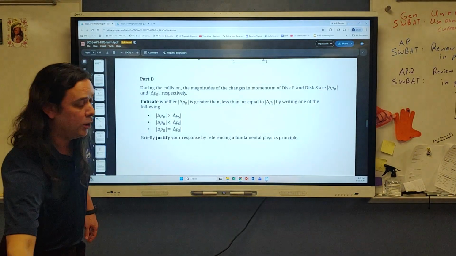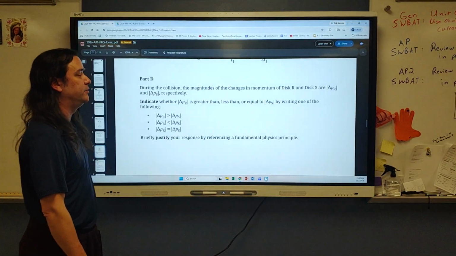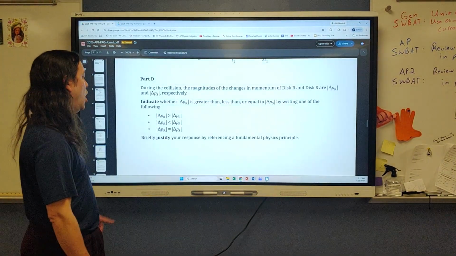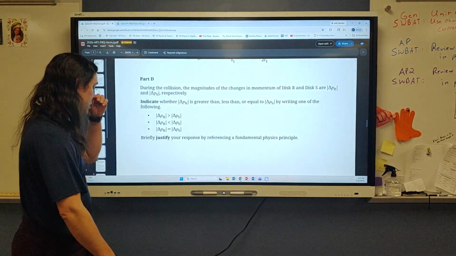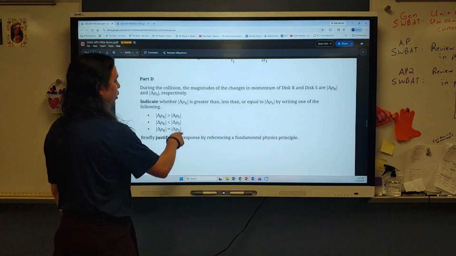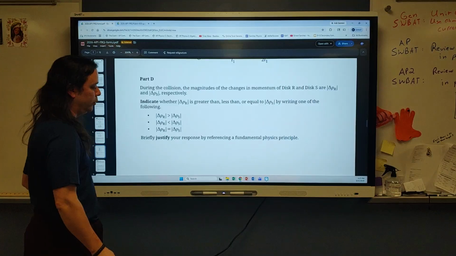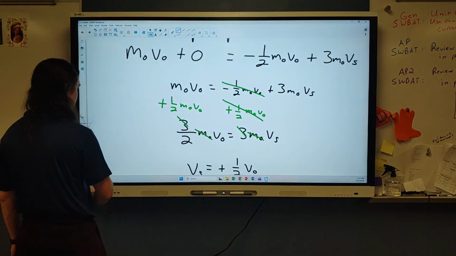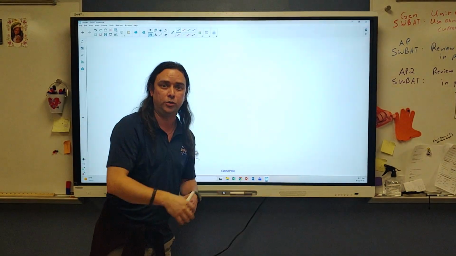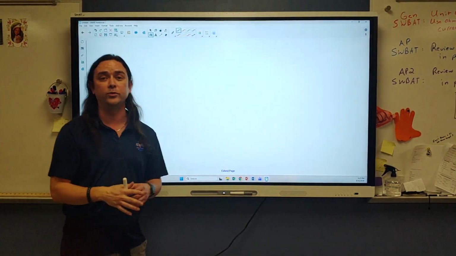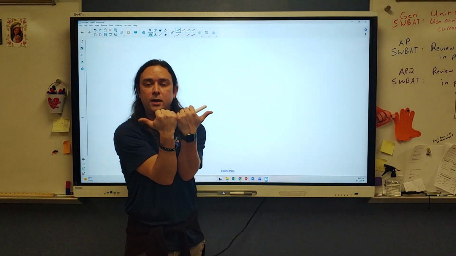Finally, part D, another one that I hope my students did very well on, because it says, during the collision, the magnitudes of the changes in momentum of disk R and disk S are delta P_R and delta P_S with absolute value, or more accurately, magnitude signs, because we're talking vectors, respectively. Indicate whether the impulse is greater than, less than, or equal to on R to S by writing one of the following. So this is one that I asked my students about quite a bit, and we looked at with multiple applications. If you remember the squirrel jumping onto the bird feeder, that was one where I was getting across the idea of the impulse on one object in a collision is mirrored by the impulse on the other.